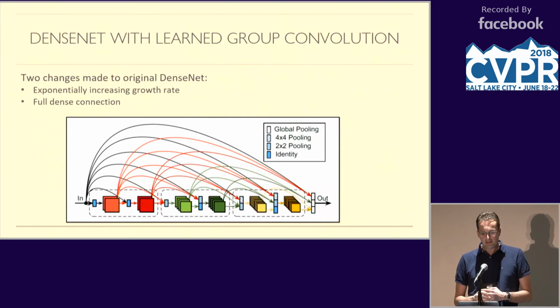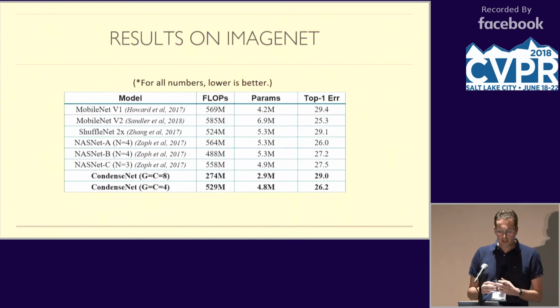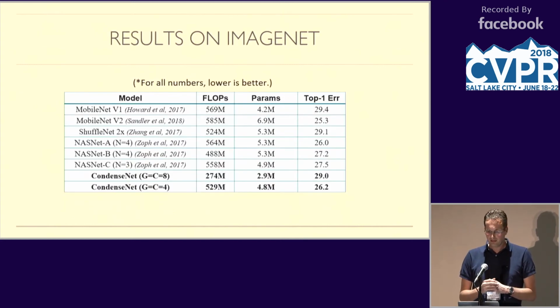We incorporate the learned group convolutions into a densely connected convolutional network. In contrast to the original DenseNet, we use connections across pooling layers, as illustrated in the figure. We also double the growth rate of the network after each pooling operation. We found this further increases the efficiency of our models.